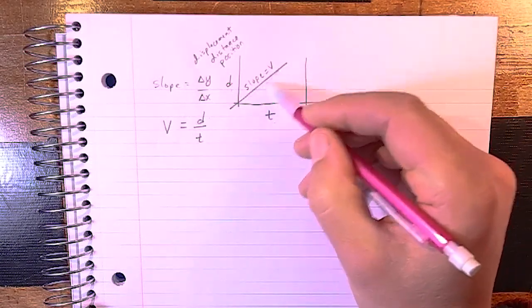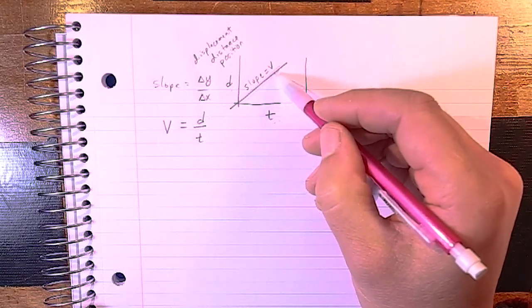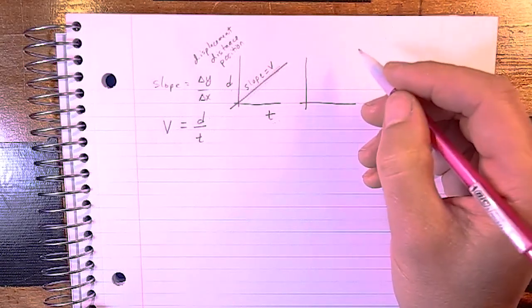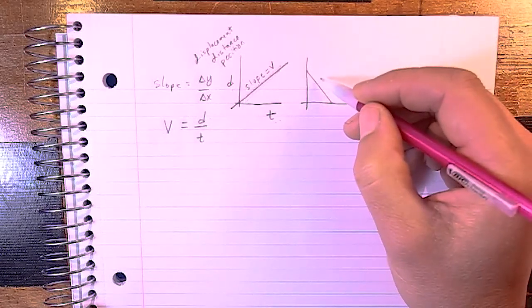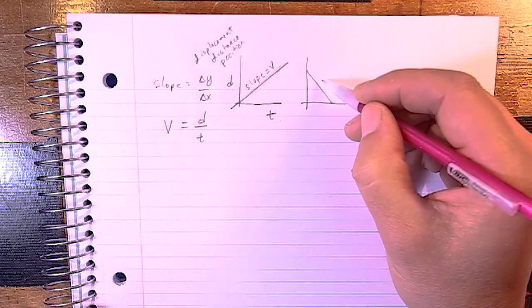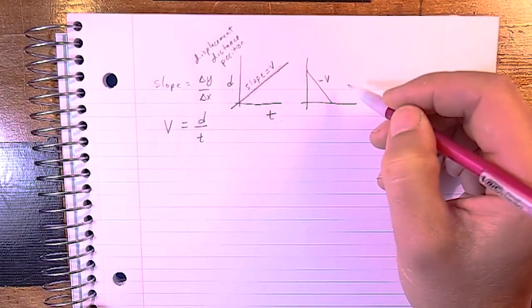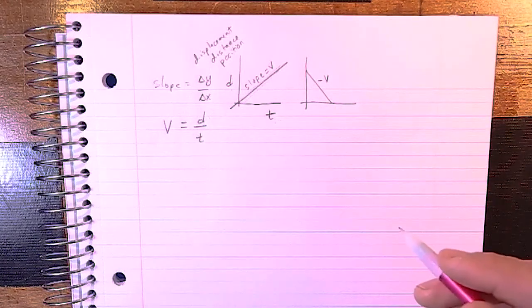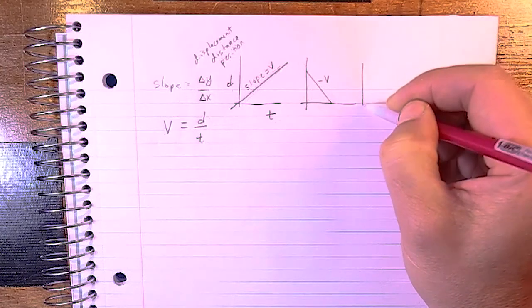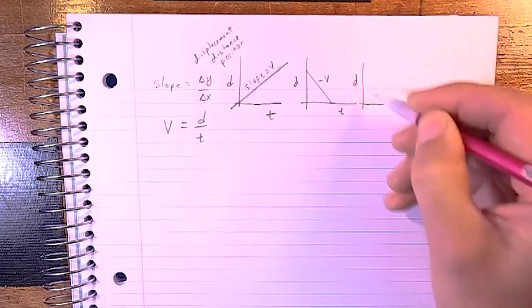In this one, the slope is constant. The steepness of the slope is not changing, so the velocity is constant. This would represent a constant slope, but it's negative, so it's a negative velocity, meaning it's moving in the negative direction. That could be left or it could be down. In this case, I have to label my axes.